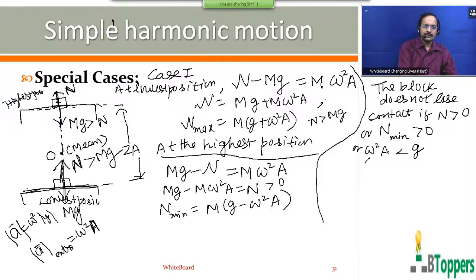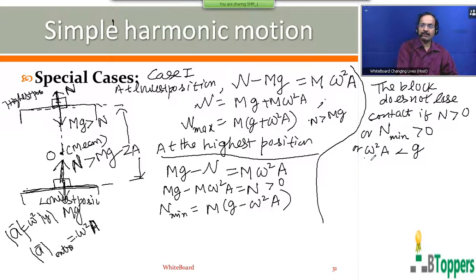Therefore, the block loses contact with the platform when omega square A becomes greater than g. Sometimes there are two types of problems based on this case. In some problems we are given the amplitude of oscillations, and you may be asked what is the maximum frequency with which it can oscillate so that the block remains in contact with the platform.